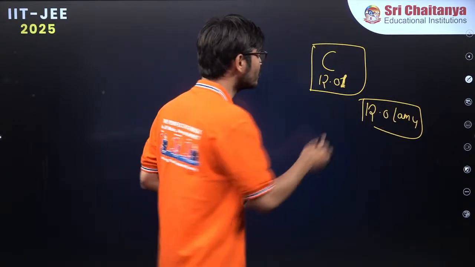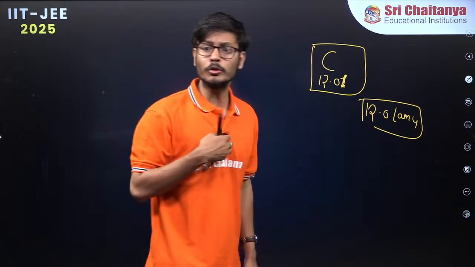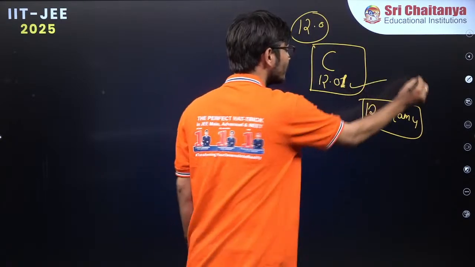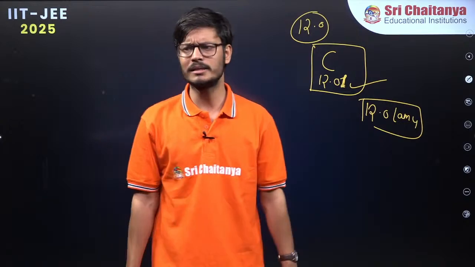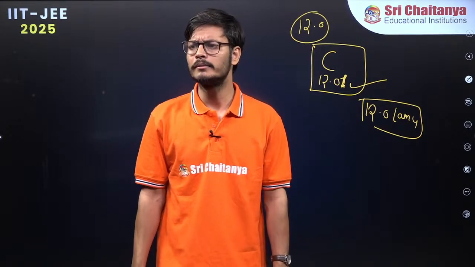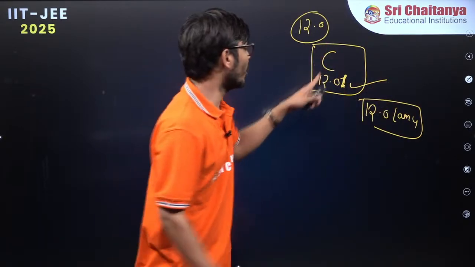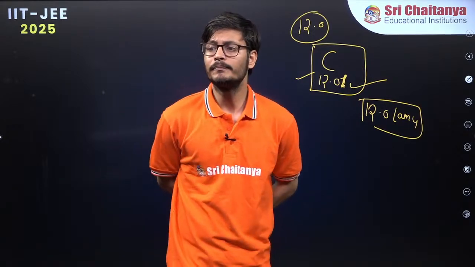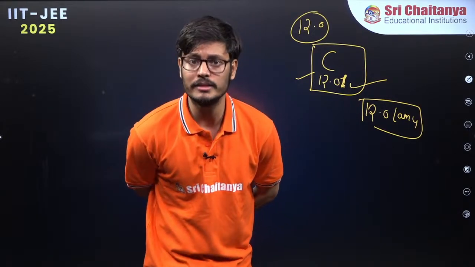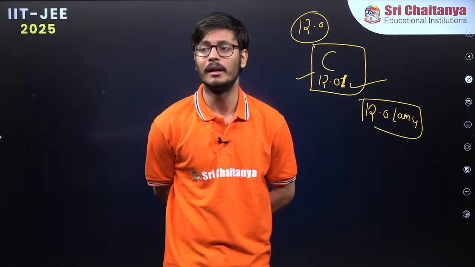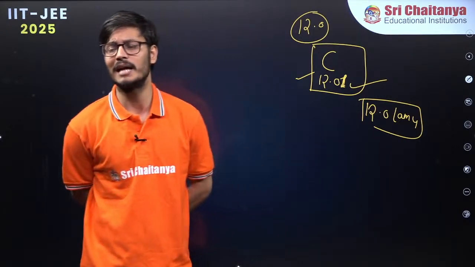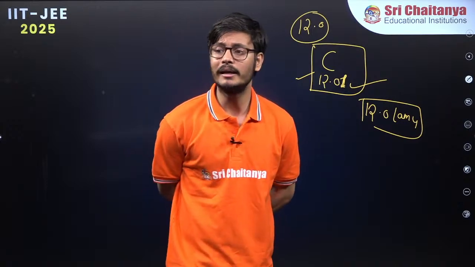Sir, why is this 12.01? I thought the mass of carbon should be 12.0. But you are saying the value is 12.01. I don't understand why it is 12.01. Can anybody tell me why it is not exactly 12? Can anybody give me the answer for that?